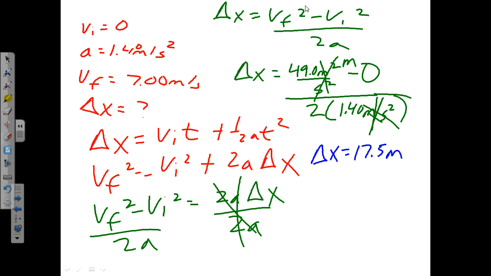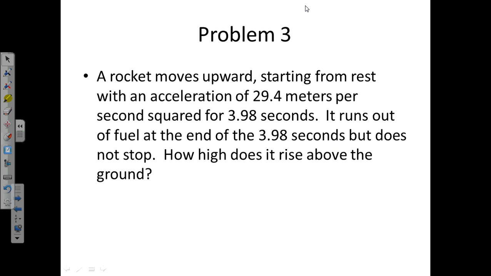Make sense? Anybody have questions on that? All right, we're going to go ahead and work one more of these. And that's the one about the rocket. This might have been the hardest one that you had on your homework. A rocket moves upward, starting from rest, with an acceleration of 29.4 meters per second squared. So again, I'm going to write down over here so I have my info. Starting from rest, we know the acceleration.